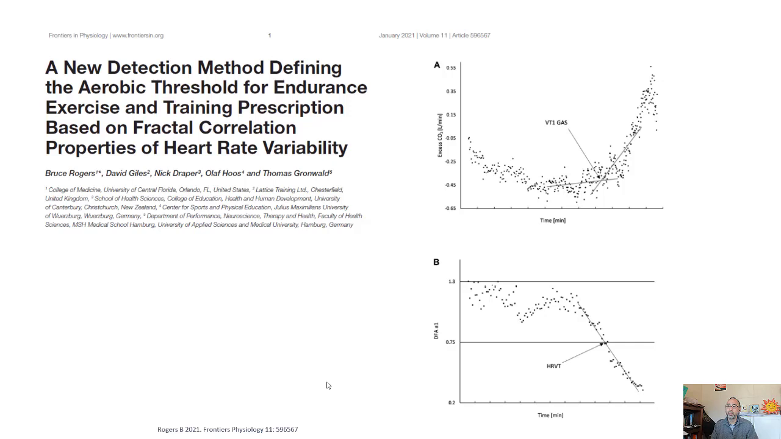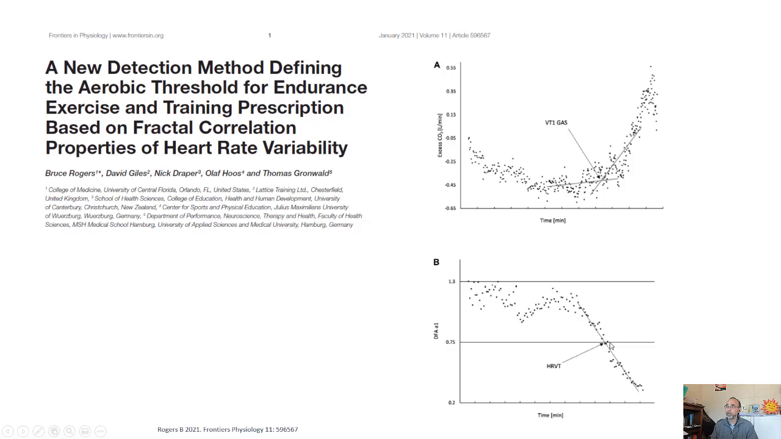An example of the utilization of dynamic changes in fractal correlations can be seen from this more recent application of DFA alpha 1 to exercise. This was published by Bruce Rogers in 2021 in Frontiers in Physiology. And in this case, there was a ramp up in exercise given over time to the point where you reach a lactate threshold, the first threshold. And you can see that around the same time this lactate threshold is reached, the DFA starts to decrease.